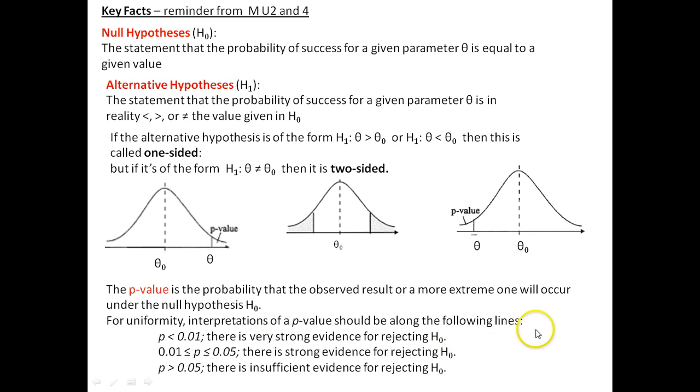And a p-value should be interpreted along the following lines. If it's less than 1%, there is very strong evidence for rejecting H0. So we're far enough away from H0 that it does make a difference. If we're between 1% and 5%, there is strong evidence for rejecting H0. But if we're greater than 5%, then there is insufficient evidence to say that H0 was wrong.